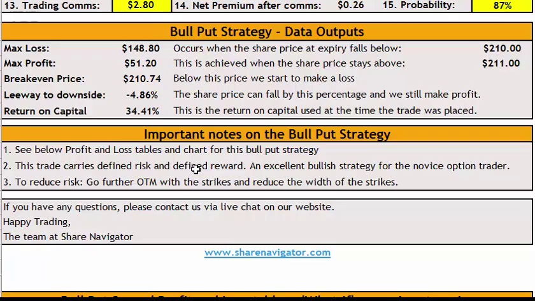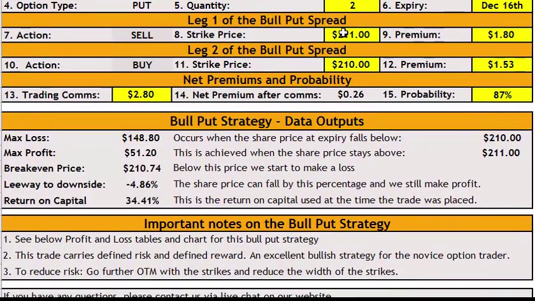If you want to go and reduce your risk, we would suggest you go further out of the money with the strike. So in other words, bring the strike prices down even lower. Maybe use the 208, 207 combination for our SPY example. And reduce the width of the strike. So the width of our strikes there, the difference between the two strikes, is $1. But when you're trading something like SPY, you can actually do 50-cent increments. So you could do something like the 210.50 strike and 210. That's a lower risk trade.